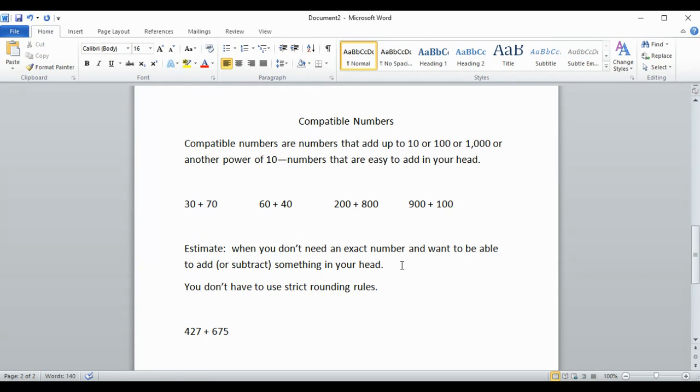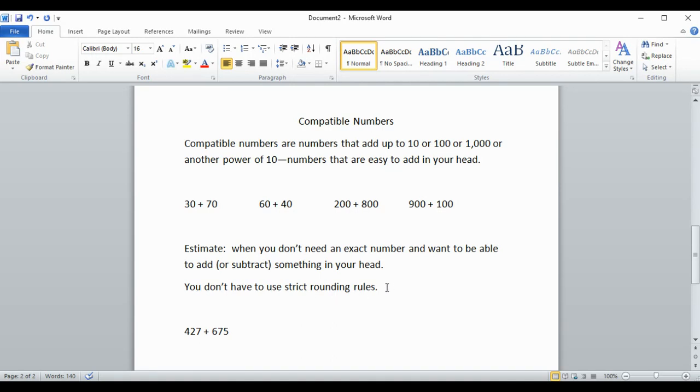Well, really, you only spent $99.35, but you estimated that to 100 because it was very close. So estimates are when you don't need an exact number. And we use them most often in life when we want to add or subtract something in our head. And you don't have to follow strict rounding rules.